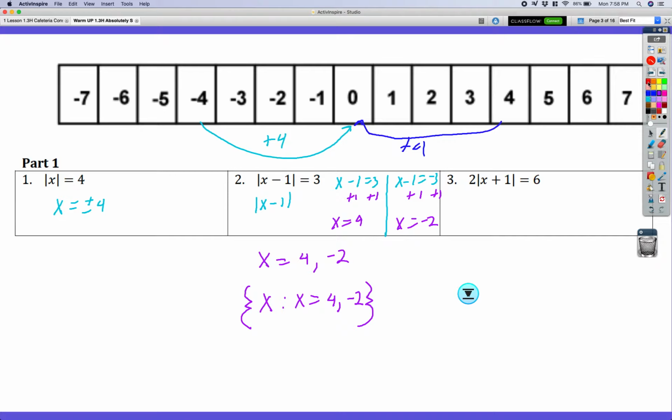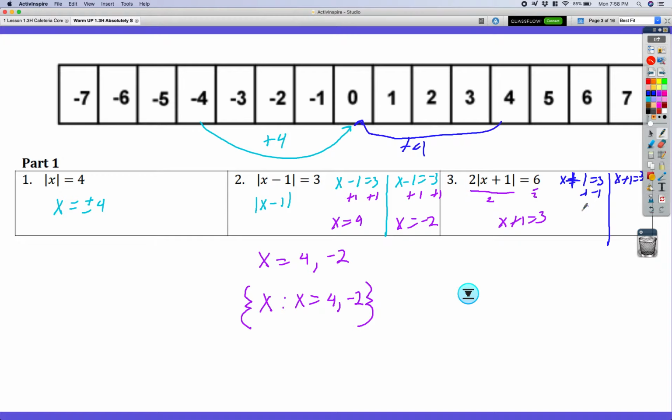And finally, when we look at this one, I need to get the absolute value all by itself. So we're going to divide both sides by 2, which gives us the absolute value of x plus 1 is equal to 3. Now I can set up my two equations. The first one is x plus 1 is equal to 3, and the second equation is x plus 1 equals negative 3.